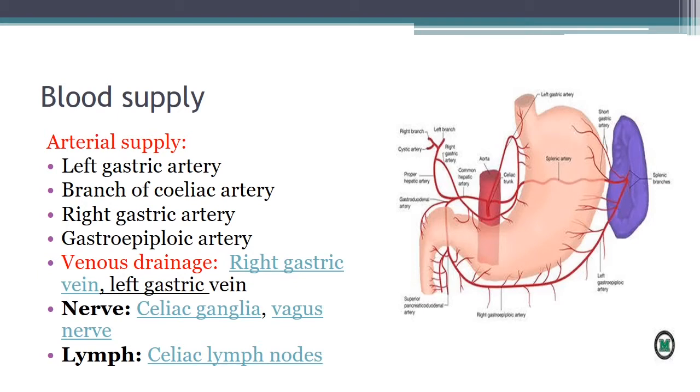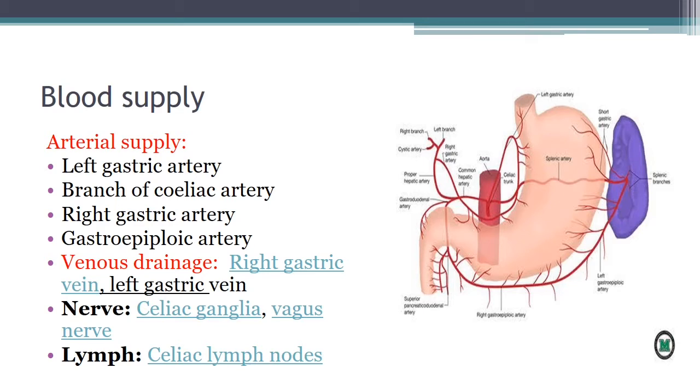Now the blood supply of the stomach. What is the arterial blood supply? That is the left gastric artery, a branch of the coeliac artery, the right gastric artery, and the gastroepiploic artery. So these are the arterial blood supply.